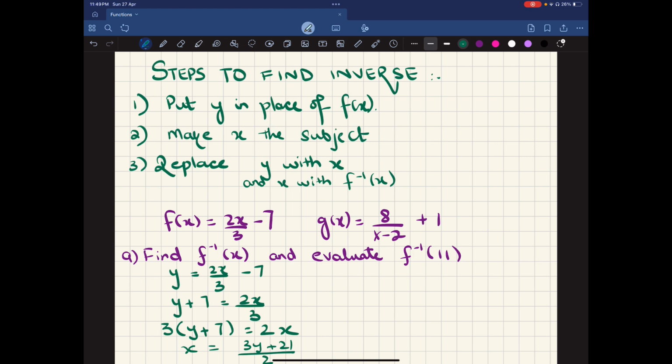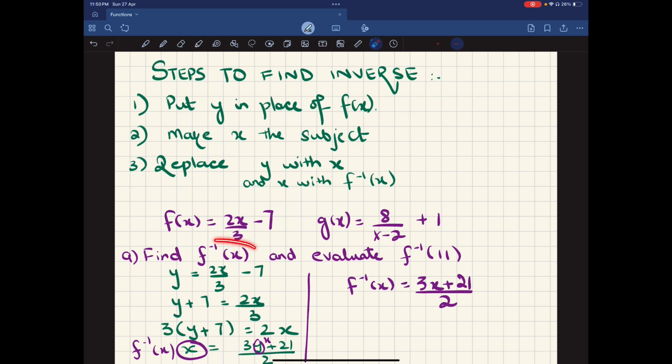Okay, so what is the inverse function? The inverse function is 3y plus 21. No, it's not the inverse function. We're on step 2. Now what are we going to do? We need to replace y with x. And what is the second replacement? We need to replace x with f inverse x. So we replace x with f inverse x and y with x. So what do we have? We have f inverse of x is equal to 3x plus 21 over 2.